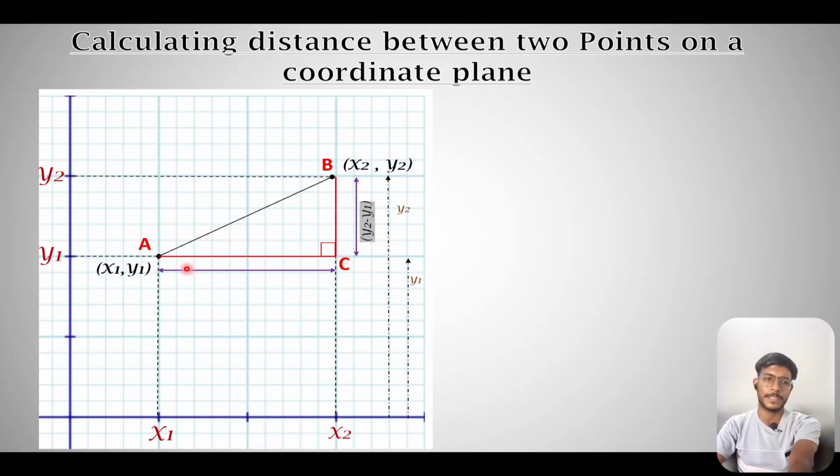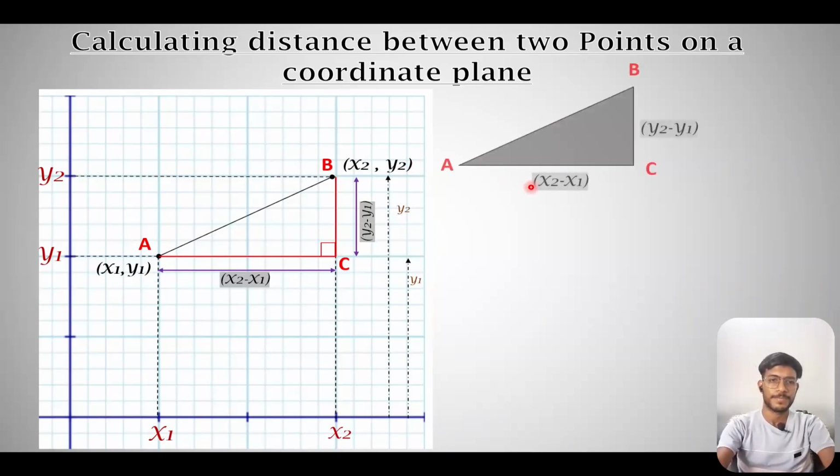Similarly, we will find the distance between AC. It will be x2 minus x1, because from this point to this point it is x2 and from the origin to x1 it is x1. So by subtracting we get the distance between BC and AC. Now if we put these two values directly into the Pythagoras theorem, we will find the distance between AB.